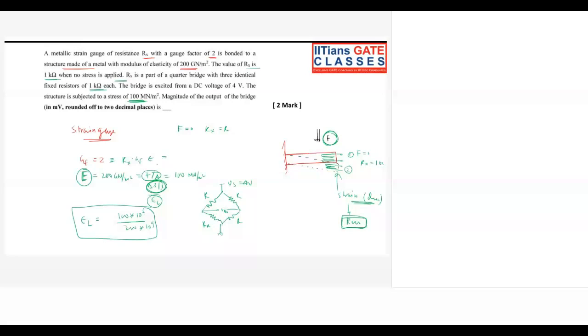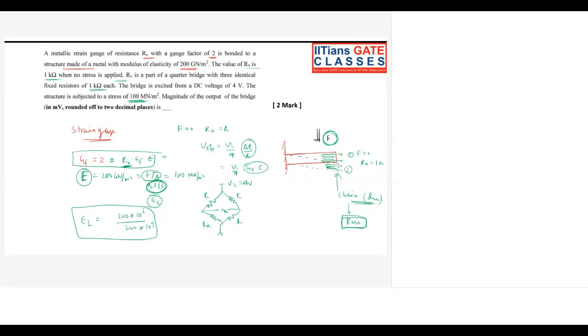So what is going to be the output voltage V naught? VOB for a quarter bridge is Vs by 4 into delta R upon R. So Vs by 4 into gauge factor into epsilon. How is delta R by R gauge factor into epsilon? It comes from this equation: gauge factor equals delta R by R upon epsilon, so delta R by R is gauge factor into epsilon. From here you are going to get this equation.